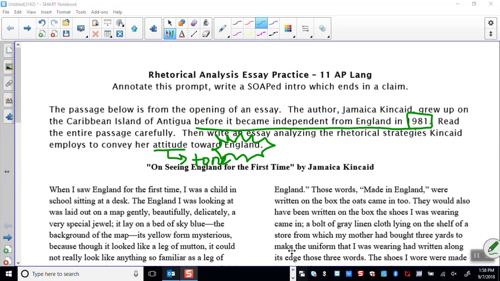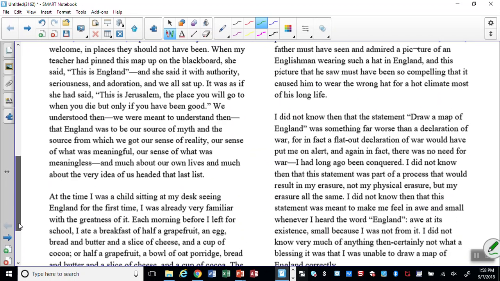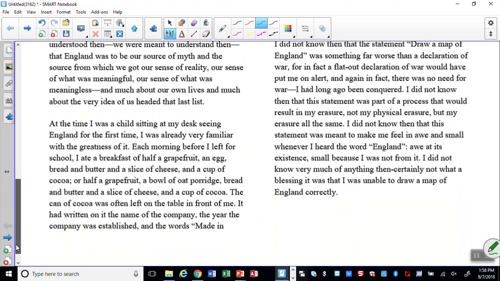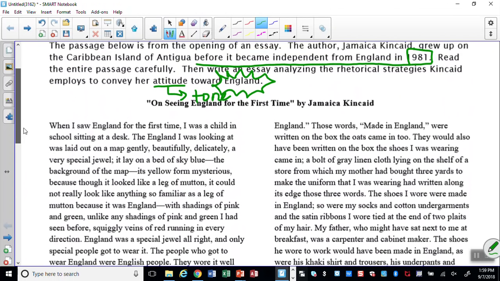So I just finished reading the passage, and as I finished, the biggest thing that stuck out to me, well, there were a lot of things, but the last sentence really struck me. "I did not know very much of anything then, certainly not what a blessing it was that I was able to draw a map of England correctly." All right, so that was really important to me because she ended it much differently than the way she started.